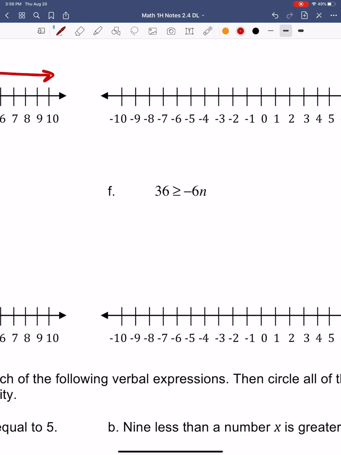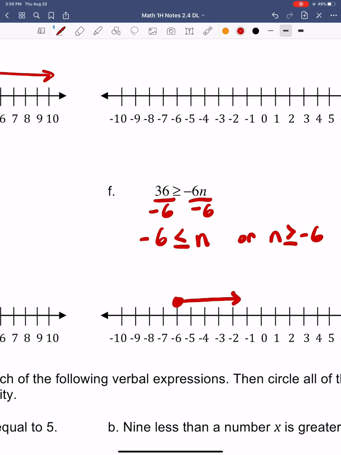And same idea on letter F here. We're dividing by negative 6. So when we divide by this negative number, we've got to flip the symbol. So instead of pointing in that direction, we're going to flip it around. 36 divided by negative 6 is negative 6. And so now we have negative 6 is less than or equal to n, or I could rewrite this as n is greater than or equal to negative 6. Those two things are the same. That's going to be a closed circle at negative 6, and greater than is to the right.